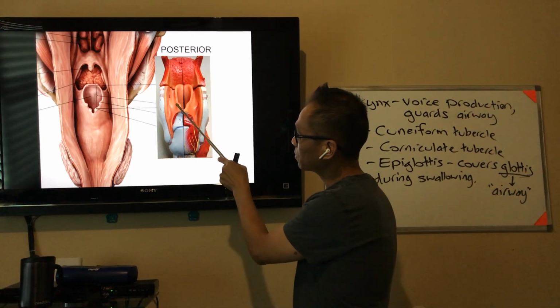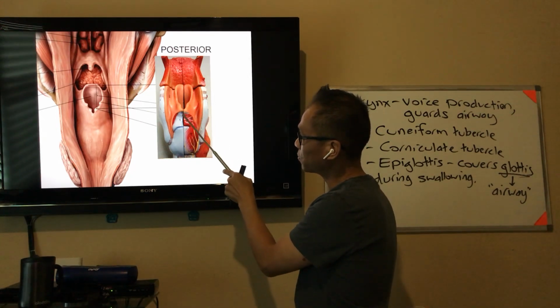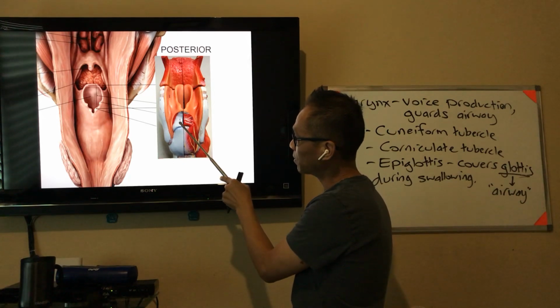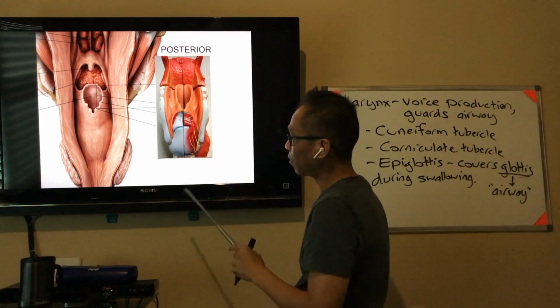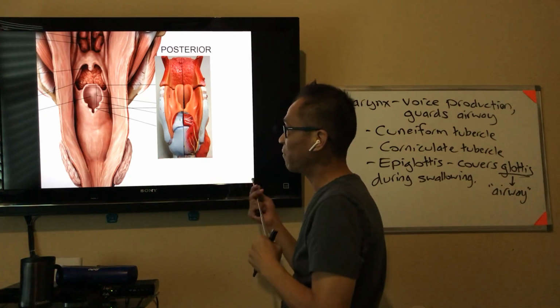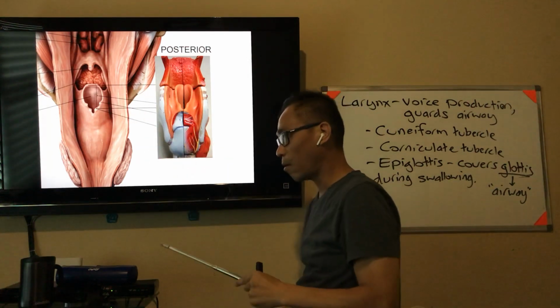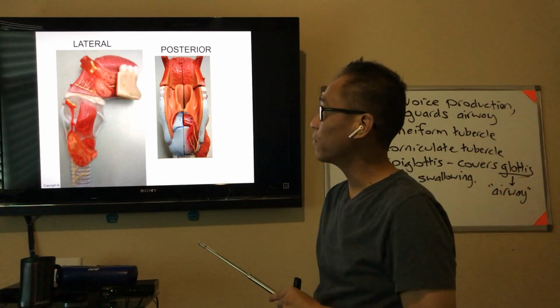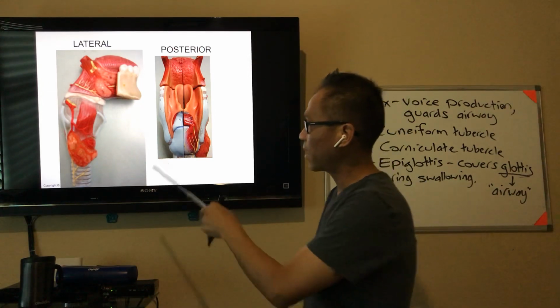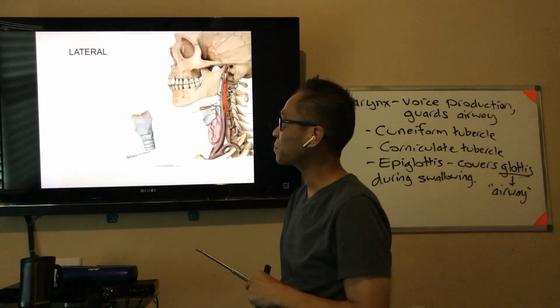cuneiform tubercles, corniculate tubercles. There's a number 3 there, and there's an arytenoid cartilage. We'll look at these other cartilages. I have better pictures of them later. But root of the tongue, you can see how it all matches up. Here's a side view of that same model that we have.